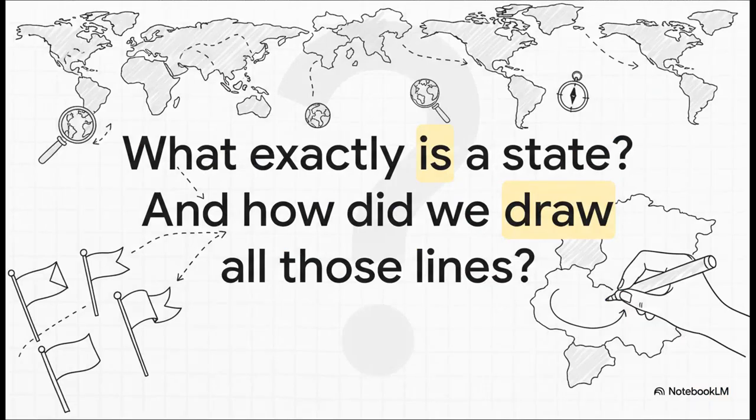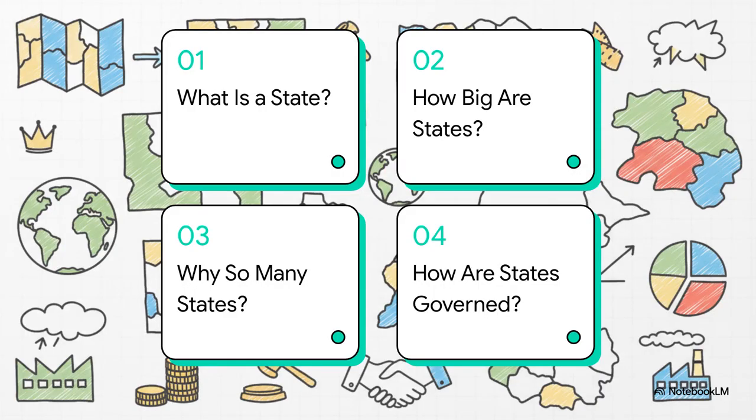So that begs the question, right? How did we end up with this massive, complicated patchwork of countries all over the globe? And for that matter, what even is a country really? Let's get into it.